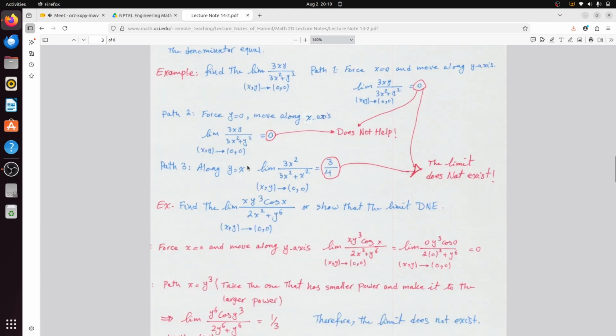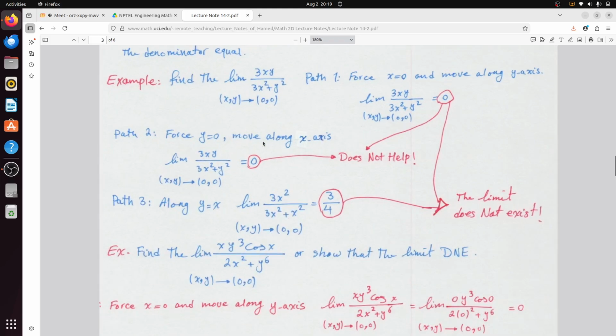Okay, there is also an interesting problem here. This type of problem we can easily solve. Find the limit of 3xy by 3x square plus y square. See, whenever the degrees of the numerator and the denominator are the same, there is a very good chance that the limit will not exist.